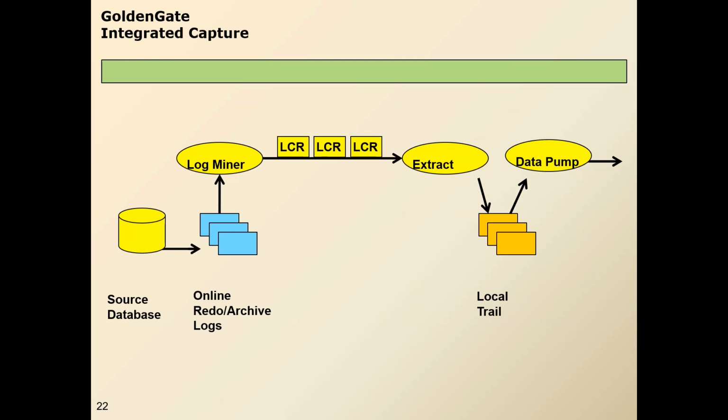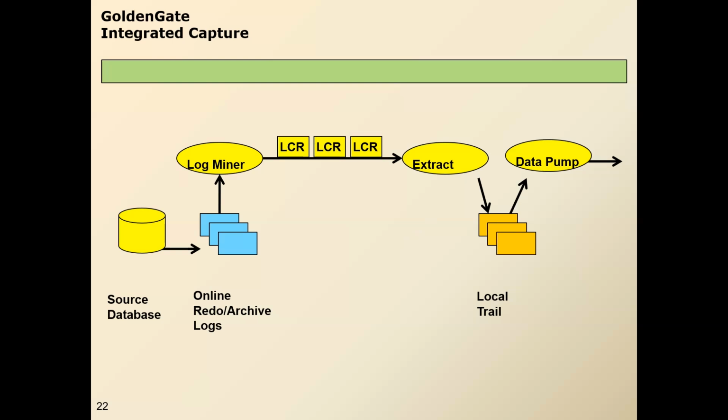It's the same thing as when you have to mine your archive log files, right? How do you mine? You mine it using log miner. So this is the same thing. The copy of those changes gets written into the log miner database. Then log miner passes on the changes which are required by the extract process in the form of LCRs. LCR stands for logical change records. So the extract process receives whatever changes are required, and then the extract process writes those changes to the local trail file.